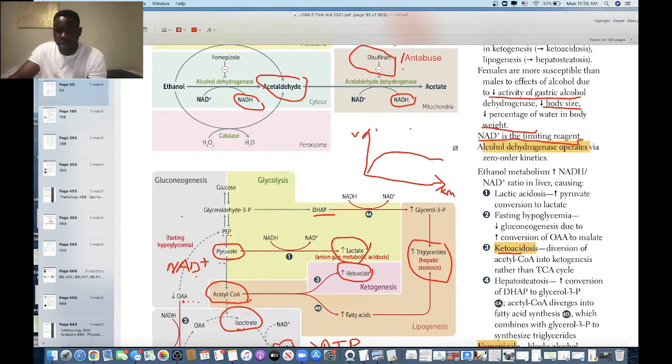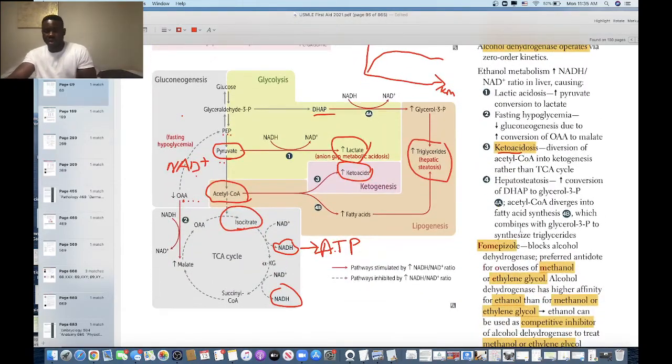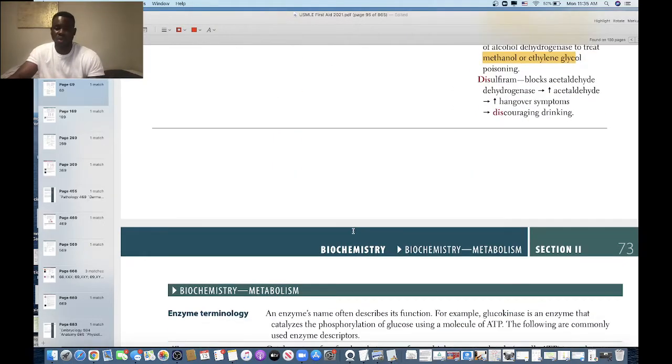This Antabuse is also used to treat chronic alcoholism. That is disulfiram. I love to call it Antabuse. It blocks acetaldehyde dehydrogenase and increases acetaldehyde, leading to hangover symptoms and discouraging drinking. So they vomit a lot, they vomit badly. When they take that drug and then bring alcohol even to their nose, they begin to throw up badly. So they will not even go close to alcohol again.